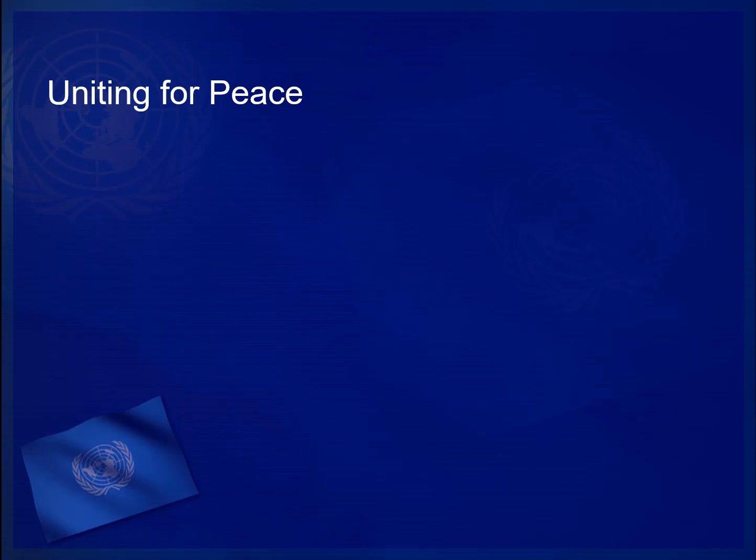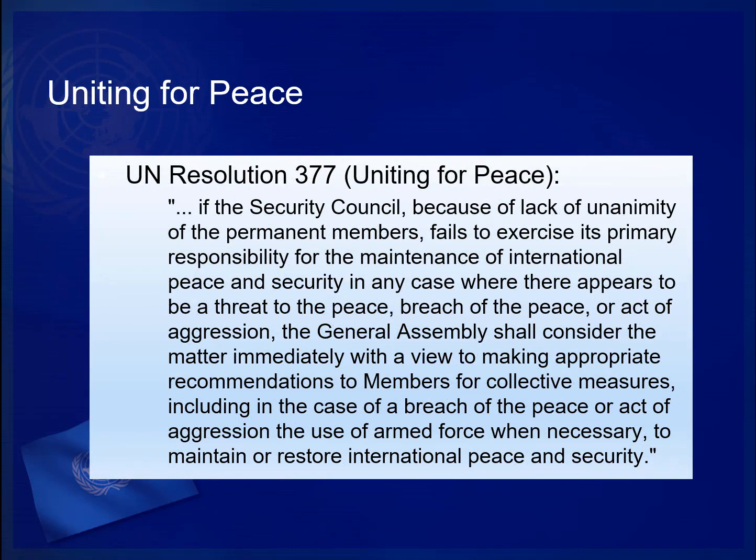their normal veto power. Specifically, Resolution 337 of 1950, which established Uniting for Peace, states that if the Security Council, because of the lack of unanimity among the permanent members, fails to exercise its primary responsibility for the maintenance of international peace and security in a case where there appears to be a threat to peace, breach of the peace, or act of aggression, the General Assembly shall consider the matter immediately with a view to making appropriate recommendations to members for collective security measures, including, in the case of a breach of the peace or act of aggression, the use of armed force when necessary to maintain or restore international peace and security.